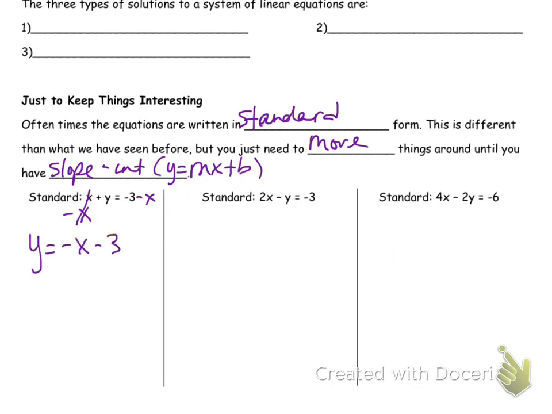So what I want you to do is go ahead and change these to y equals mx plus b, and I will see you tomorrow or on Monday.